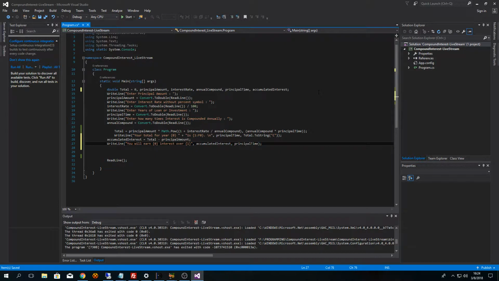And then the only other thing we need to do is type dot ToString("C"). The reason for that is it converts our double into a currency format for a string. We don't need to do the same thing for time. Principal time can just stay the same because that's never going to have a decimal. If it does, there's a problem with your program. So let's go ahead, F5 it.